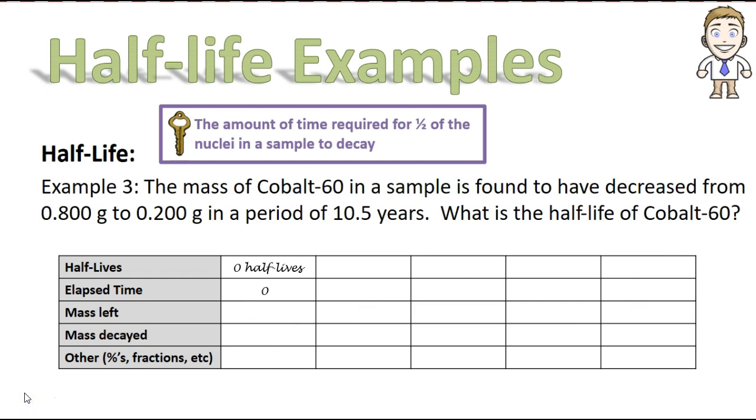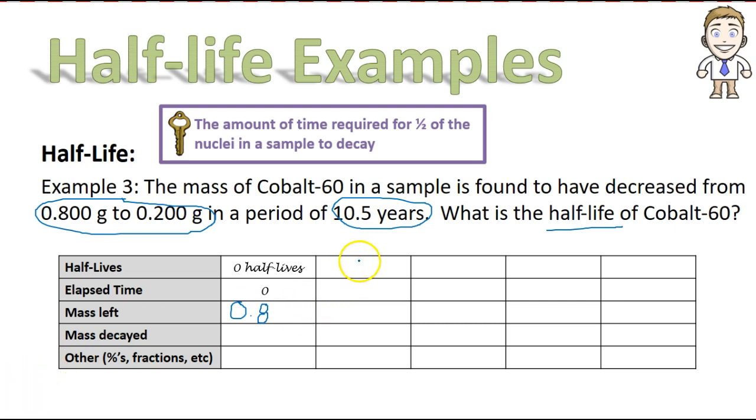And one final example for the video involving cobalt-60. This one's a little different. It says the mass decreased from 0.8 to 0.2, so it's giving you the initial and the final mass in a total elapsed time of 10.5 years. The question in this case is asking to find the half-life itself of cobalt-60, but using the same kind of table setup, we can answer pretty much any of these questions. The first column, 0 half-lives have passed, 0 time has passed, and the initial mass, which it does give you as 0.8 grams, so you can go ahead and fill that in.